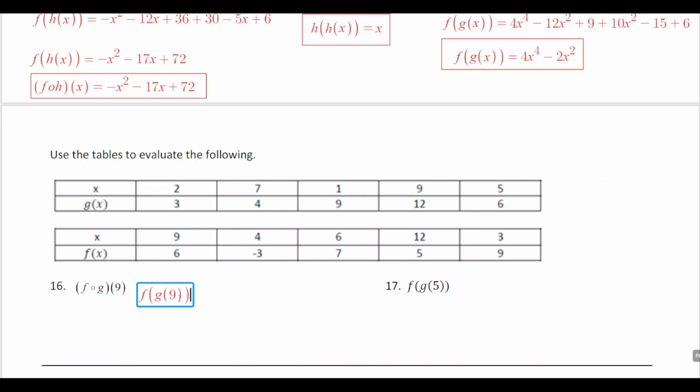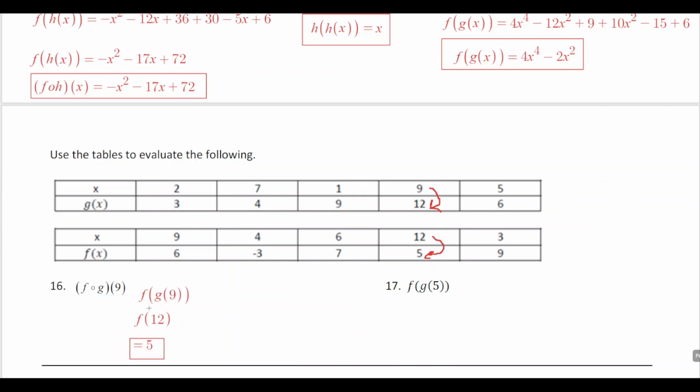So you'll go to the table for g, find where x is 9, which is right here. Okay, so x is 9, so that means g of 9 is 12. So now we want to evaluate f of 12. So we look for where x is 12. And in the f table, the table of values for f, when x is 12, f is 5. So this whole thing will equal 5. And that'll be our answer for 16.